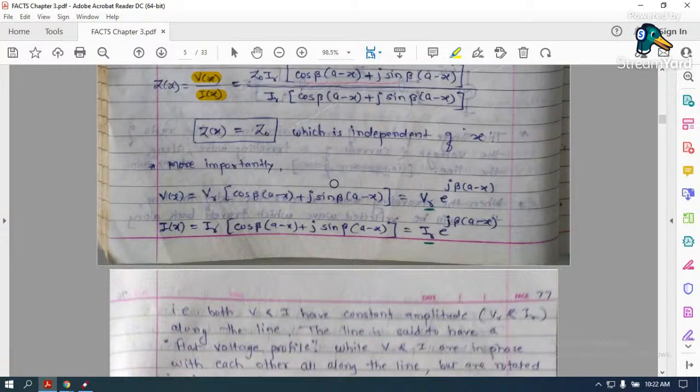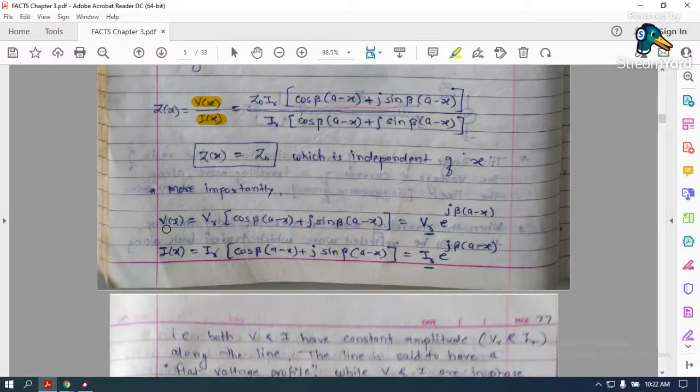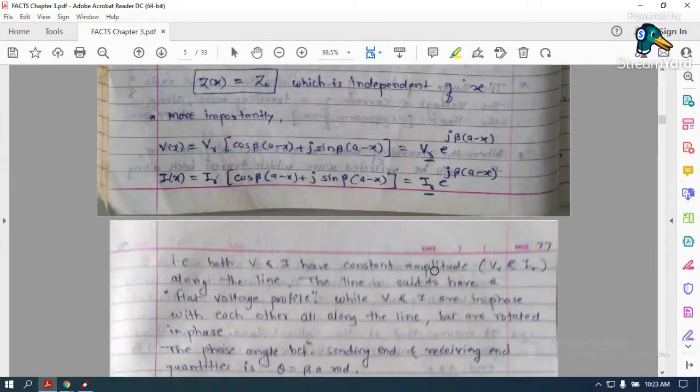Now, more importantly, I can write this V of x and I of x in this way also. Just the cos term and sin term can be written as e raised to j theta. e raised to j theta is what? Cos theta plus j sin theta, correct? So for VR, just write it as its magnitude, and cos beta(A minus x) plus j sin beta(A minus x) is e raised to j theta, where in this case theta is beta into (A minus x). Similarly for current, right? That is, both V and I have a constant amplitude.